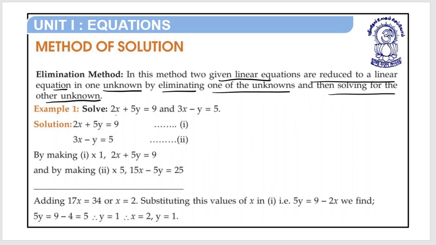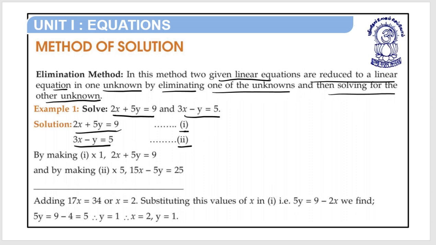Solve 2x plus 5y is equal to 9 and 3x minus y is equal to 5. Two linear equations are given. You can easily understand by this example what the elimination method is. So 2x plus 5y is equal to 9 is equation number 1, and 3x minus y is equal to 5 is equation number 2.